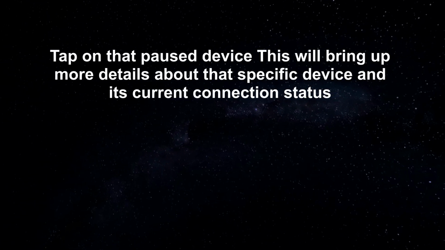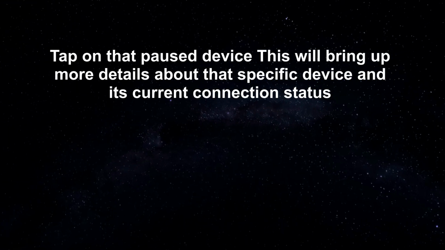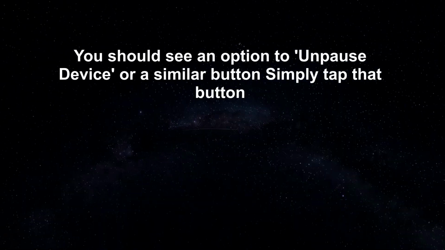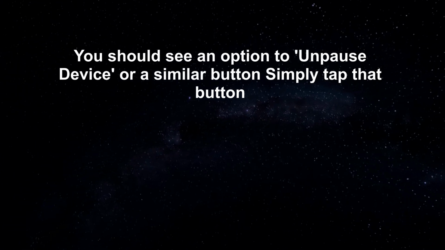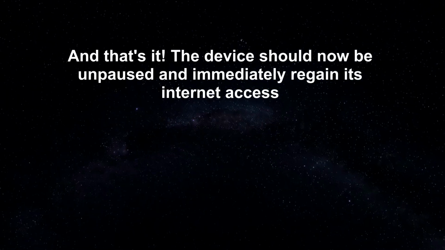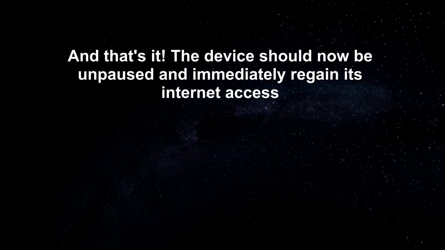Tap on that paused device. This will bring up more details about that specific device and its current connection status. You should see an option to unpause device or a similar button. Simply tap that button. And that's it. The device should now be unpaused and immediately regain its internet access.